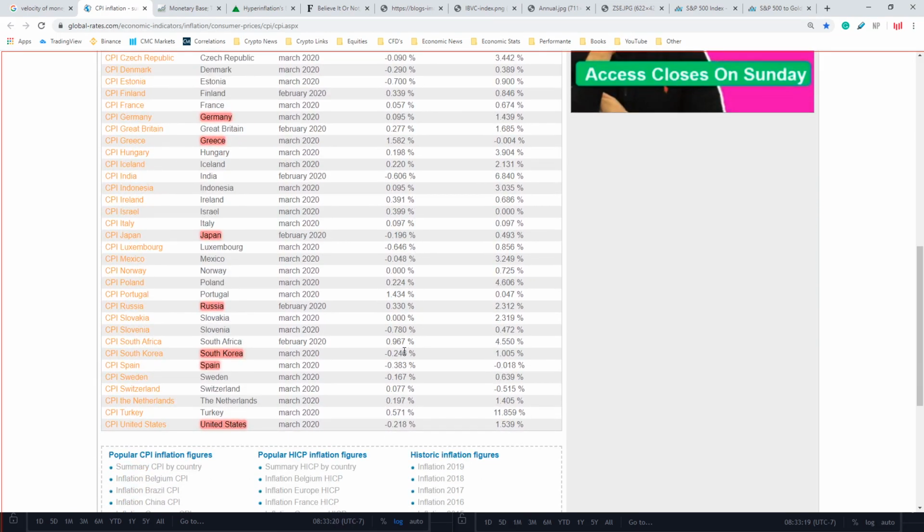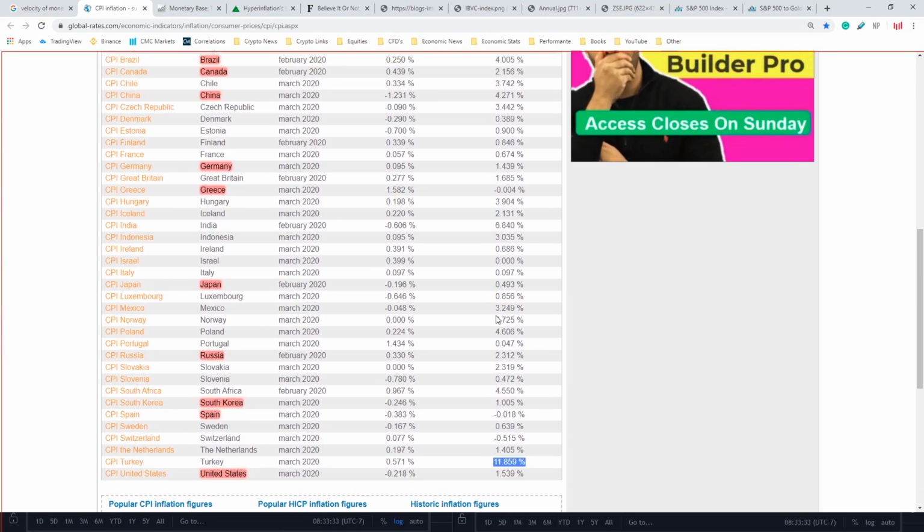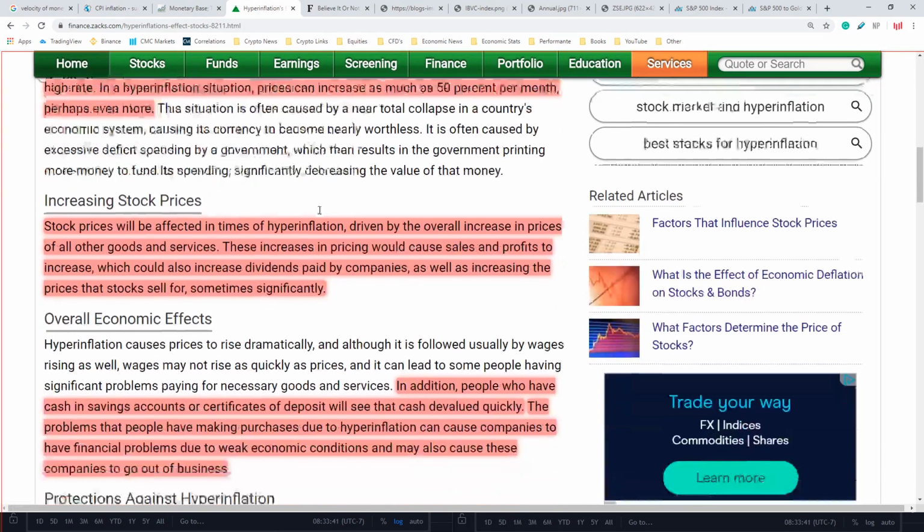We don't really see any numbers that are substantial. I would say the highest one is Portugal, Greece, 1.6. Turkey's really bad, 11% on a yearly basis, which is pretty substantial. But you're seeing inflation rates in the hundreds of percents in these major situations like Venezuela or Zimbabwe.